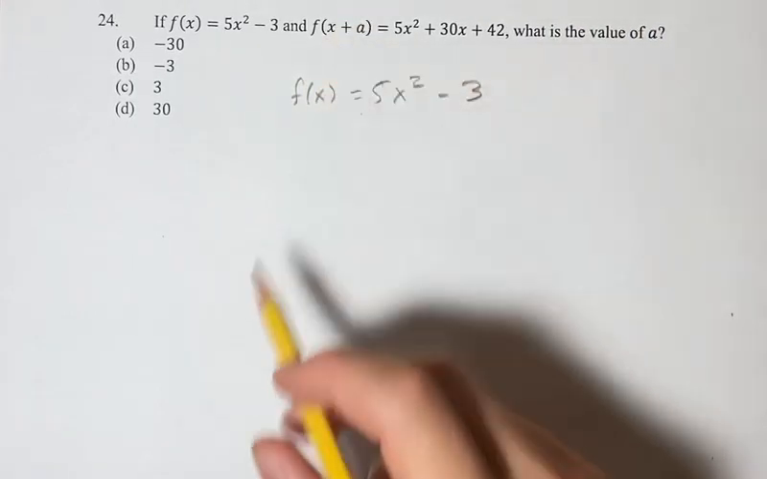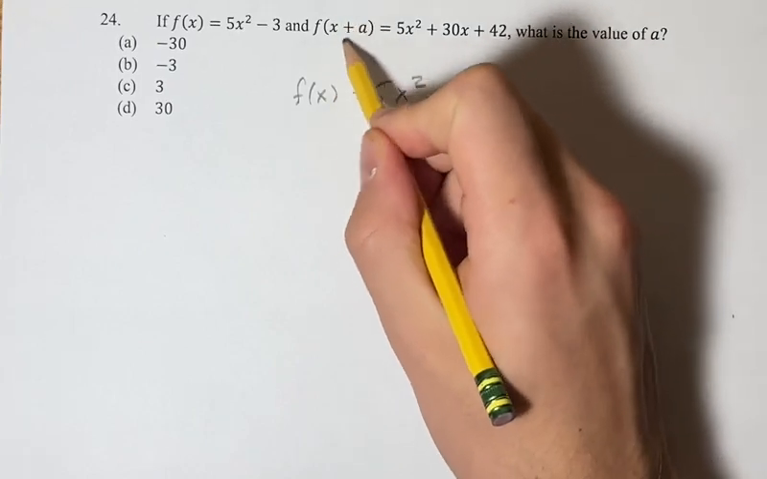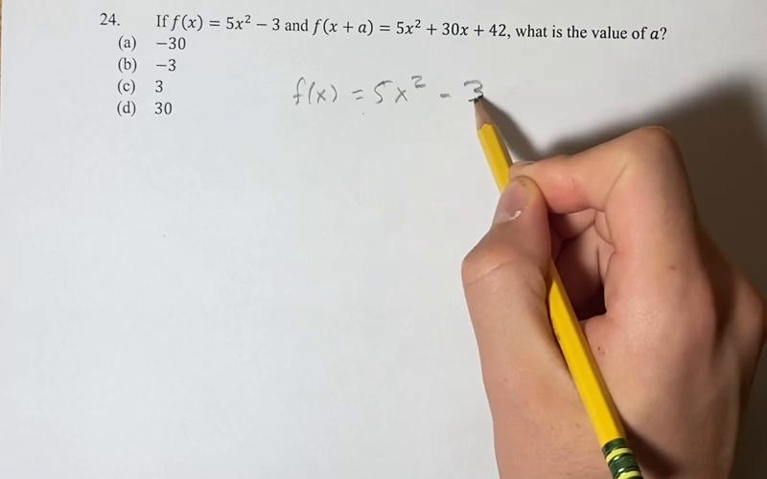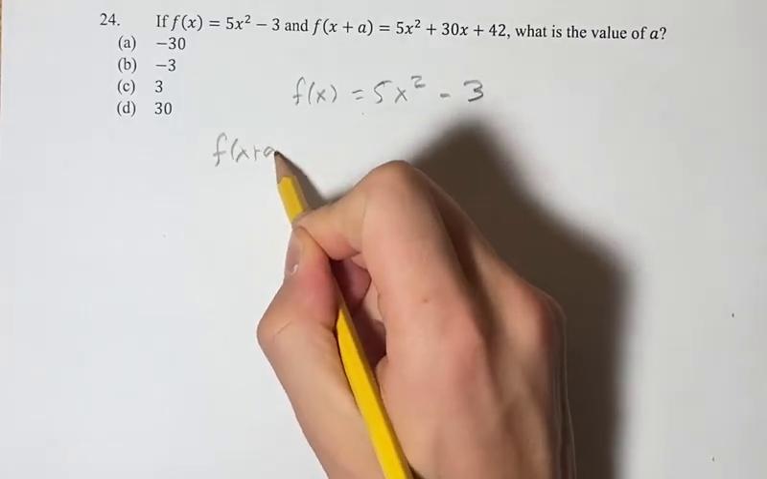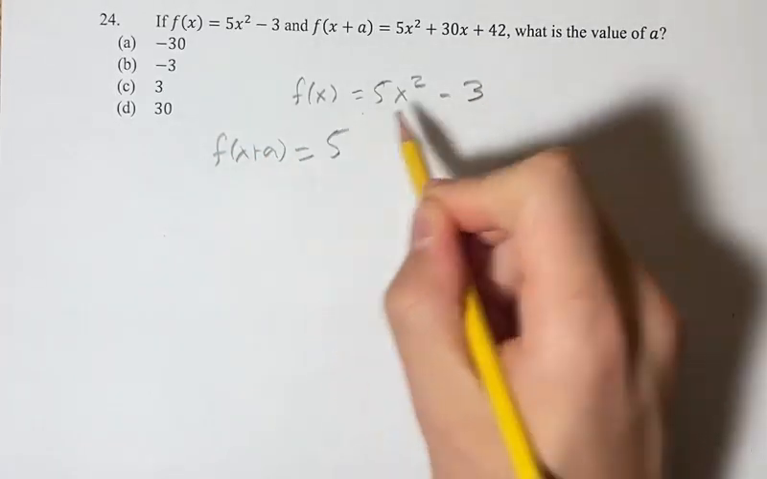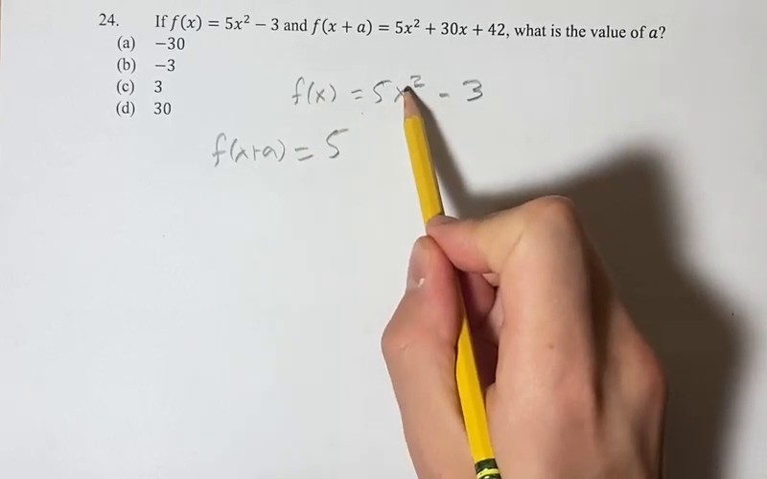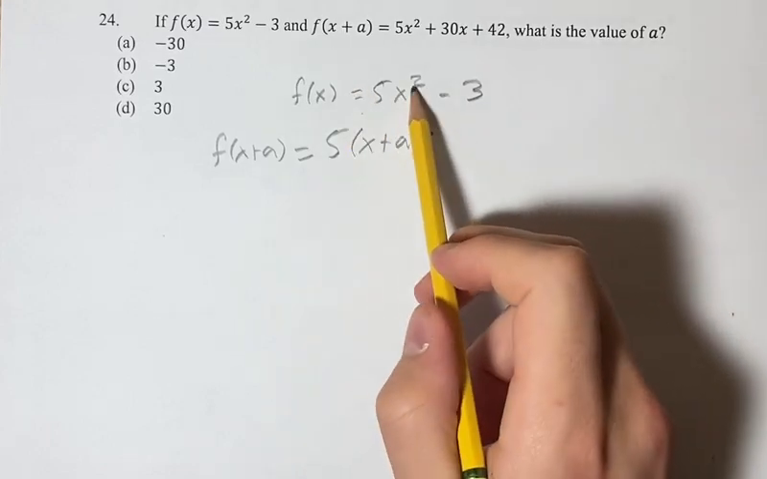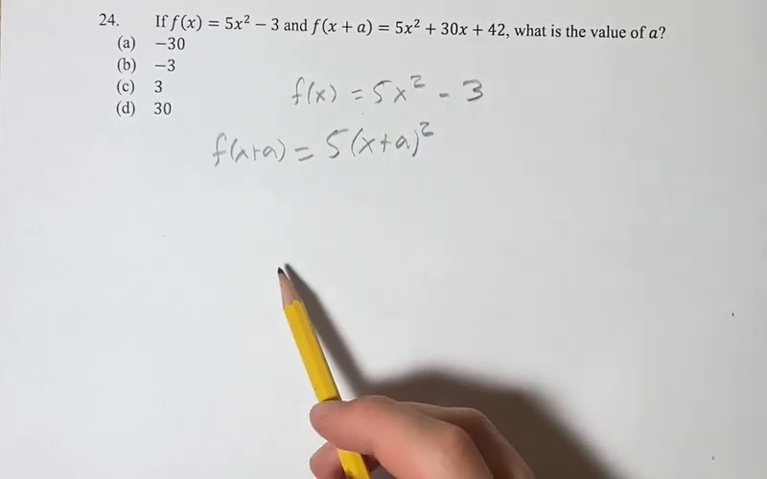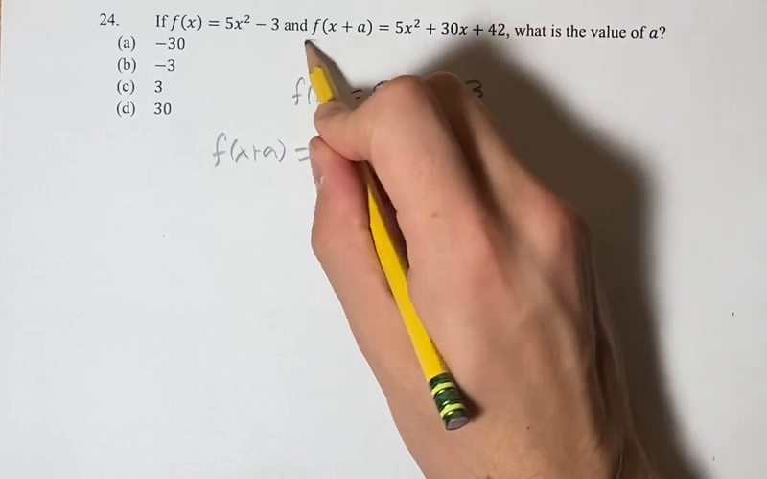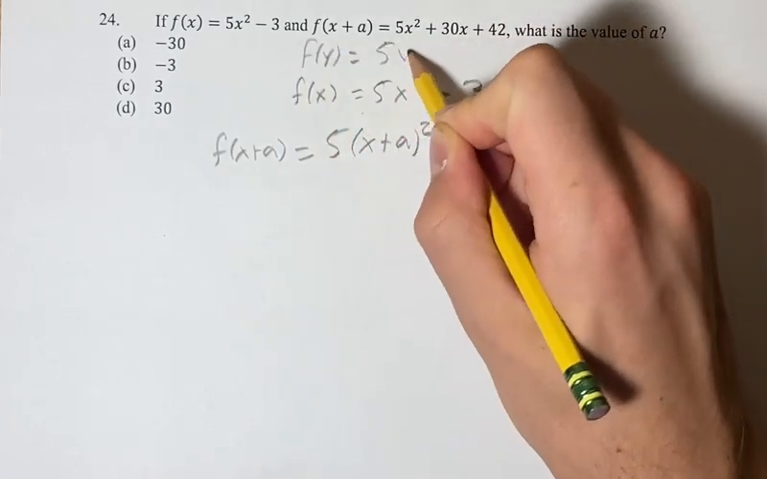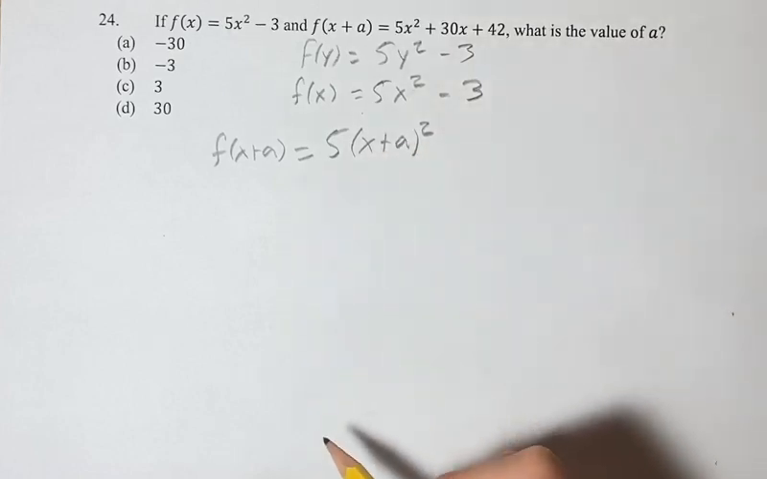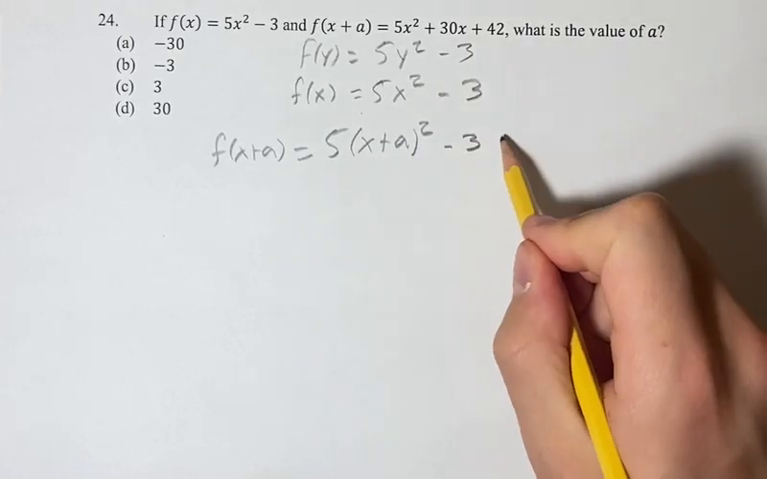So if we want to find f of x plus a, all we have to do is treat x plus a as an input into this function, right? So if f of x is 5x squared minus 3, f of x plus a is just 5, and then where we have x plugged in here, we plug in x plus a. So 5x squared becomes 5 times x plus a squared, right? It's the same way that f of y would be 5y squared minus 3. We're just plugging in a different variable. It just happens to be x plus a in this case, and of course the minus 3 at the end.